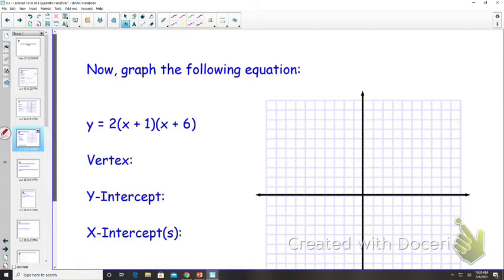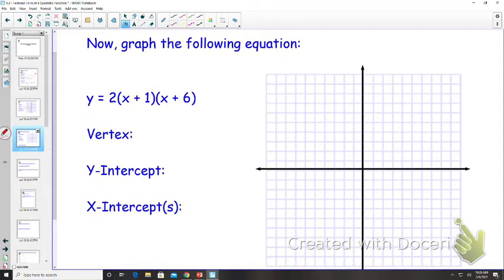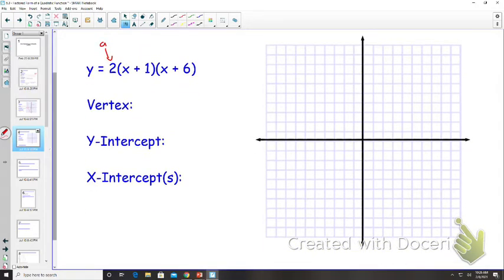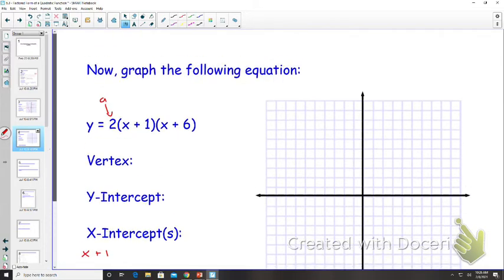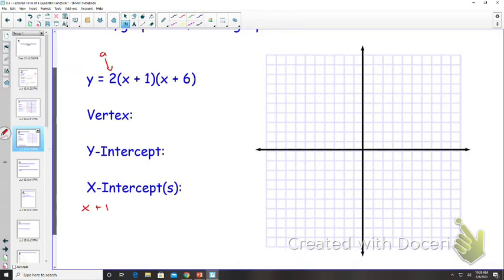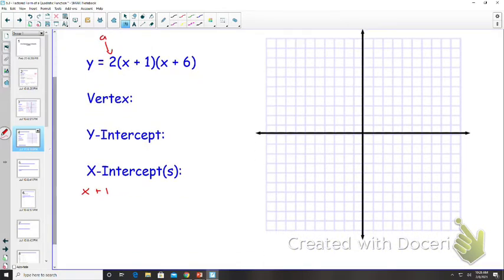Okay, so now we are given an equation in factored form. So this is still going to be a positive A, so we're still going to have a happy parabola. And these are going to tell us our roots, right? For our x-intercepts, we're just going to set each of these brackets equal to 0. We're doing this one without your graphing calculator, just with our brain, what we know about factored form.